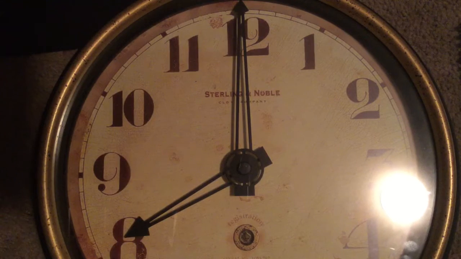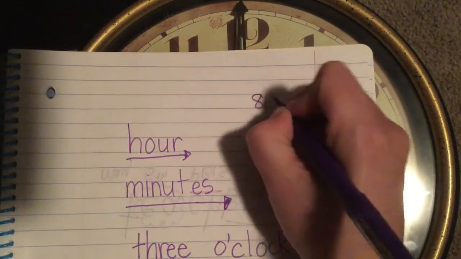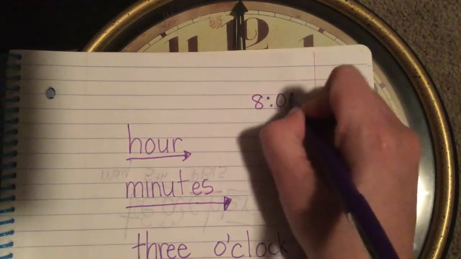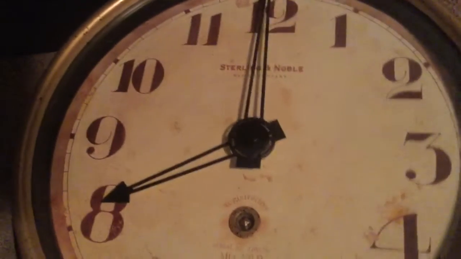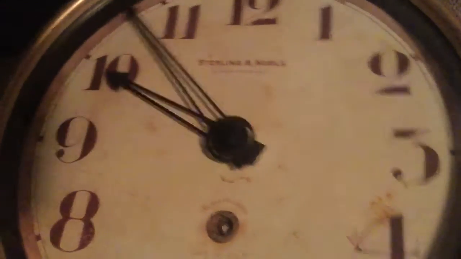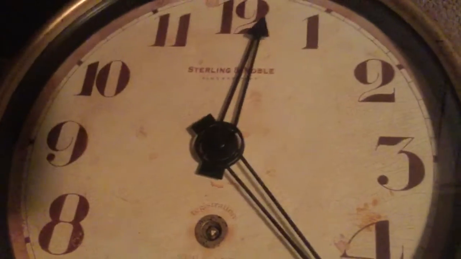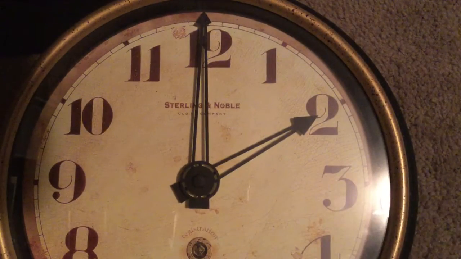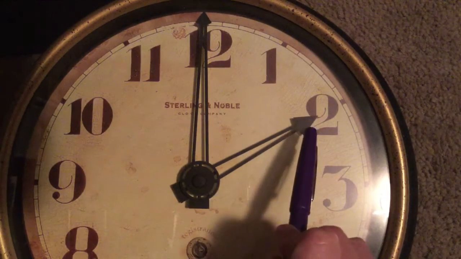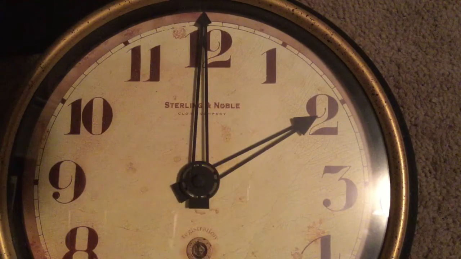Short hand pointing to the 8. Long hand pointing to the 12. So our time is 8 o'clock. And remember how we write that. 8 colon 00, 8 o'clock. Okay, let's try a couple more before we stop. Here's a good one. Getting closer. There we go. So here we have short hand pointing to the 2, long hand pointing to the 12.